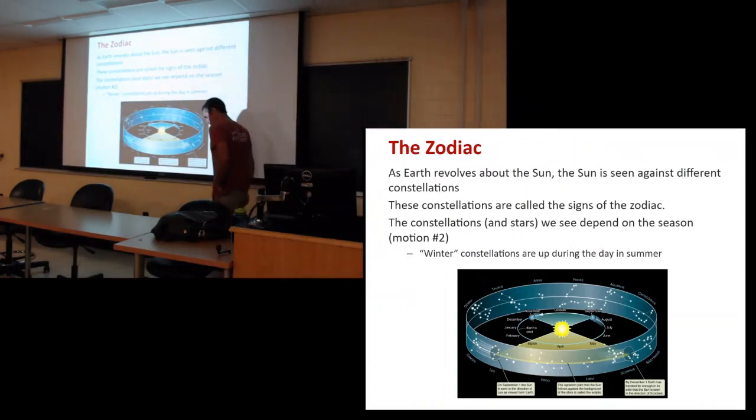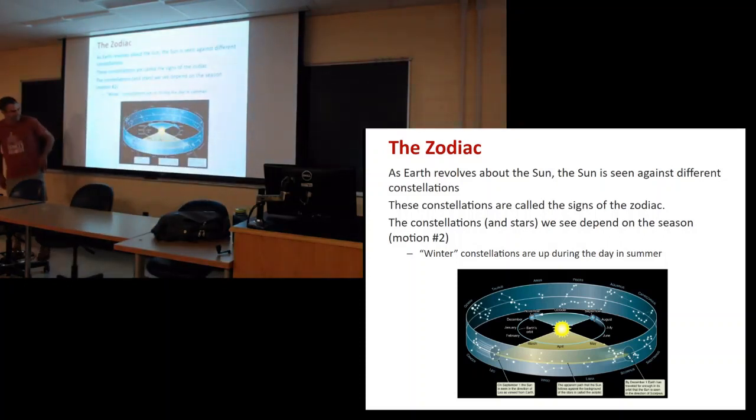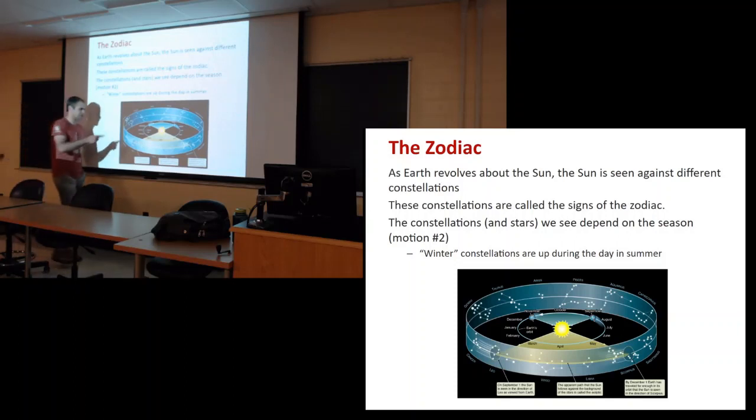The signs of the zodiac actually do have astrophysical meaning in that the Sun is found projected against the signs of the zodiac throughout a 12-month period. So in this diagram, here we have the Earth going around the Sun. And this is a slice of the celestial sphere that contains the signs of the zodiac.